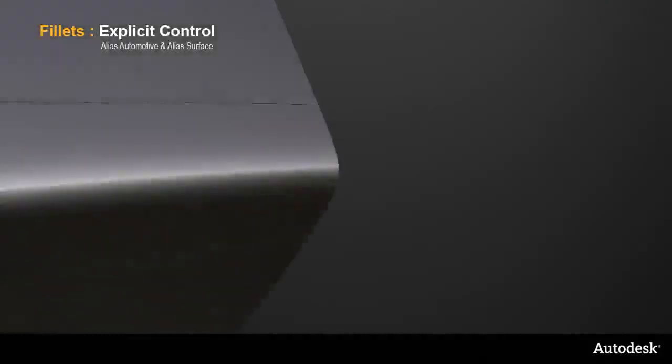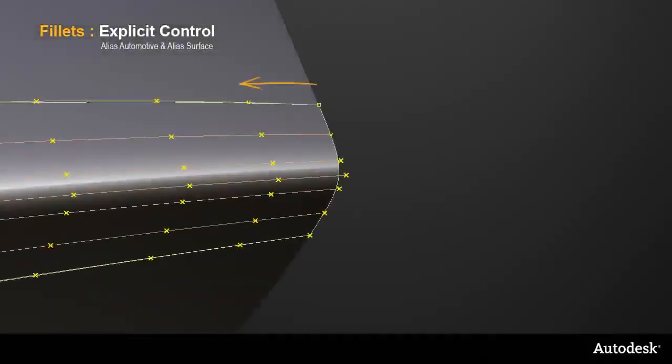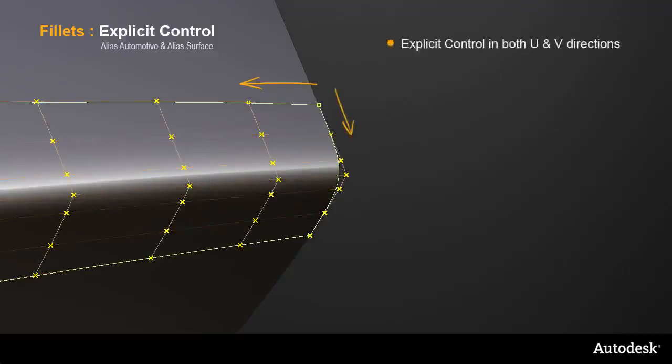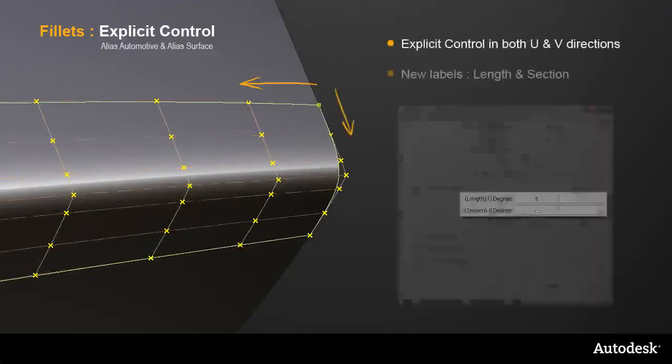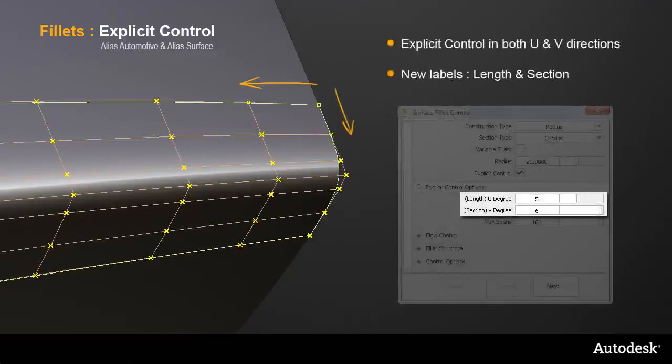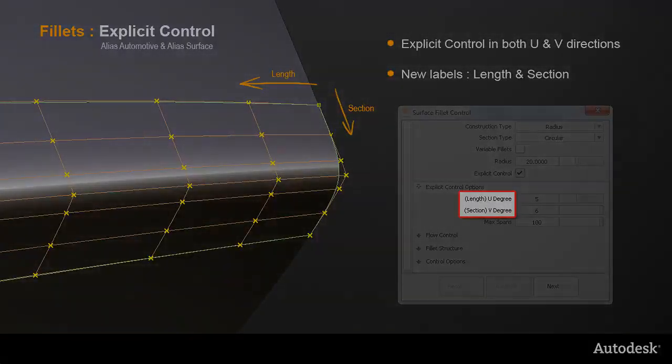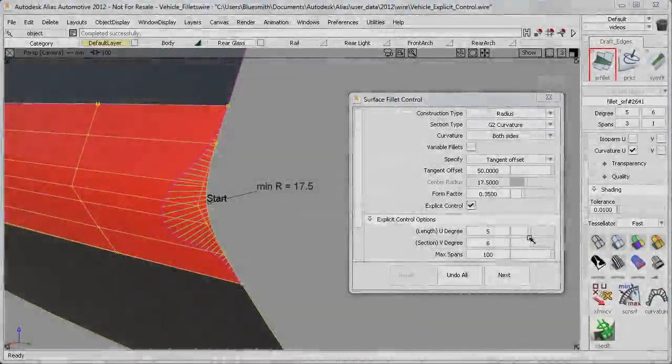The next improvement is to the explicit control options available in Alias Automotive and Alias Surface. You've always been able to set explicit values for the length of the fillet, but now you can also set it for the cross-section too. And the two directions, length and section, are now clearly labelled in the control window. And here are some specific examples where it'll make a difference.